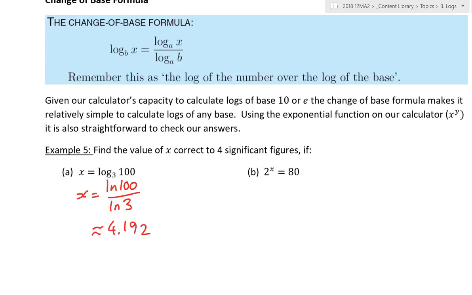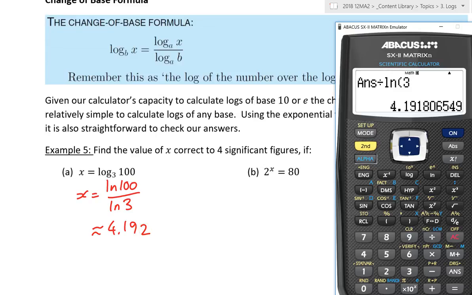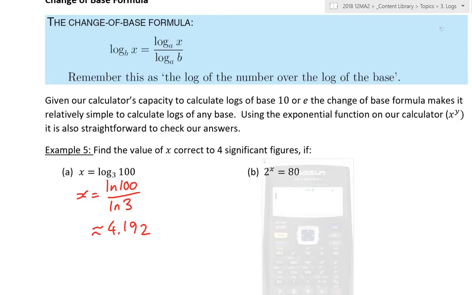4.192. Okay, and I can check that. 3 to the power of 4.192. Let's grab the calculator just to reassure ourselves. 3 to the power of 4.192 equals pretty close to 100. That's how we can reassure ourselves we've got those things right.